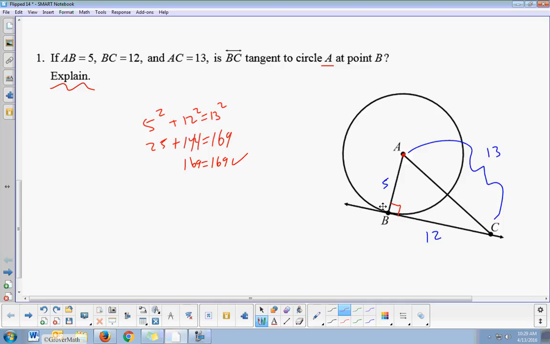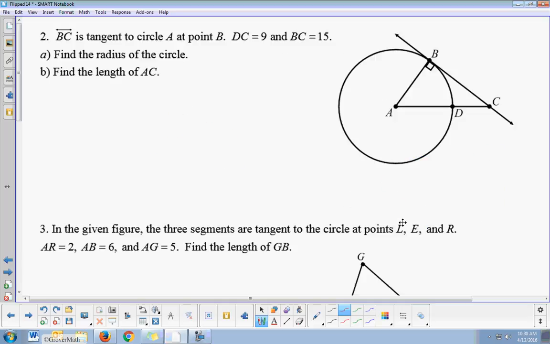But basically, by proving it's a right triangle, we proved a right angle, so we proved this must be a tangent relationship because a radius can't intersect a secant and be 90 degrees. It would have to be a tangent, and that's what our tangent property 1 is referring to. Number 2 on the next page.